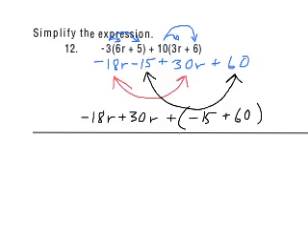Okay, so I can combine my negative 18r plus 30r, we subtract them, and keep the sign of the larger number. So it's 12, sign of the larger number is positive, so it's 12r. Okay, and then the other one, negative 15 plus 60, we subtract them. And you can do that on the side, you don't have to do it in your head.